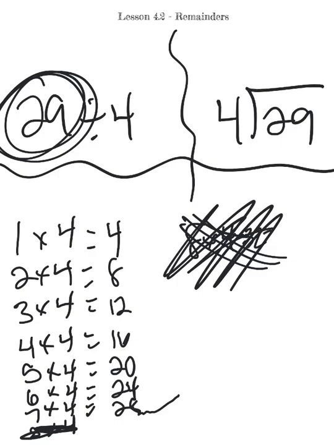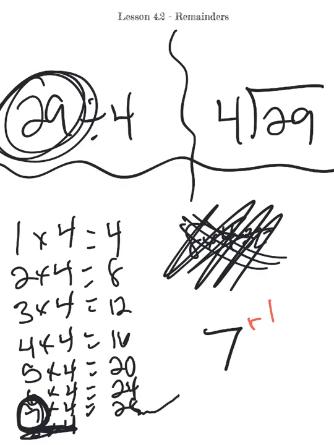Okay? So when we were doing factors, remember I would say, well, if I had 29 gummy bears and I wanted to divide them into 4 groups, how many would be in each group? And then we would use the answer about 7. Well, now we're going to say I can have 7 gummy bears in each group with 1 left over.